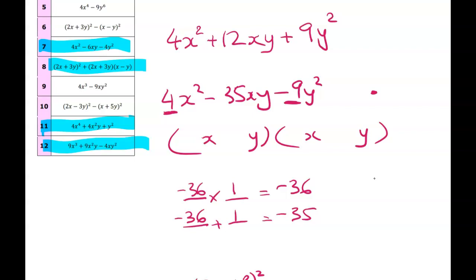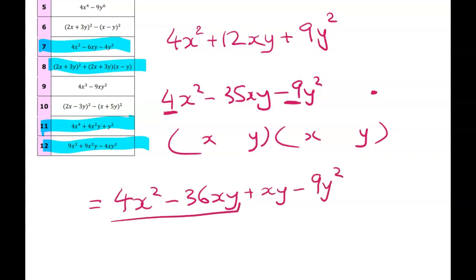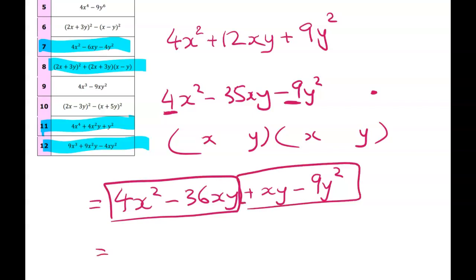So just as we did grouping on easier quadratics, we can do it on these mixed up x and y ones. So we split this up into 4x squared minus 36xy plus xy minus 9y squared. And now we can factorise the first bit and factorise the second bit.